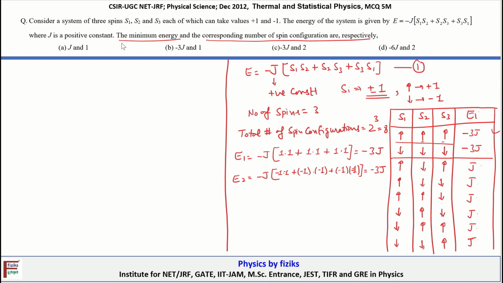So from this exercise we notice that the minimum energy is equal to minus 3J and the number of configurations with minimum energy is equal to 2. So therefore C is the correct option here.